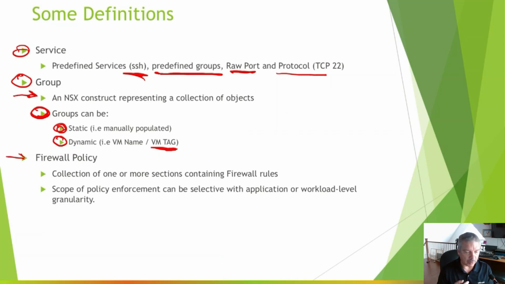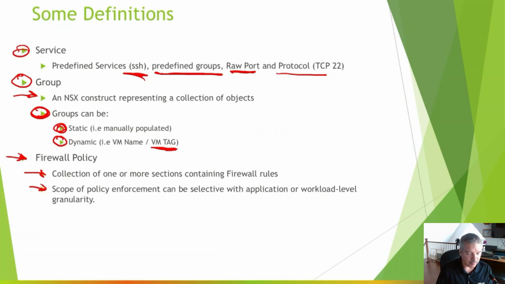Now, a firewall policy. A policy is really just a collection of rules, right? Firewall rules. And a firewall rule is basically a source, a destination, a service, and an action. What am I allowed to do or not? And I'll show you that. For the most part, I think rules are pretty straightforward. So a policy is really just a collection of rules.